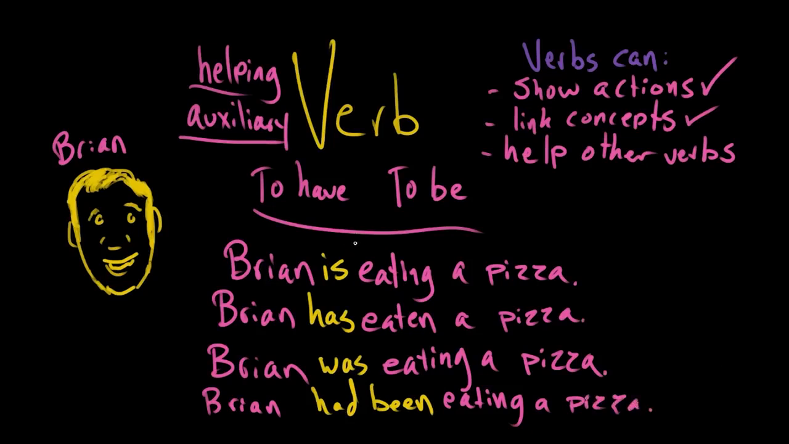So the presence of all these helping verbs has different effects depending on which ones you use. And as I said, we'll get into those later, but just for a brief overview, for example, Brian is eating a pizza, that suggests that it's going on now. Brian has eaten a pizza, that means he had done it, it's over in the past. Brian was eating a pizza, which means he was in the middle of eating a pizza when something happened. And finally, Brian had been eating a pizza. So he was doing it, and then he stopped at some point in time.